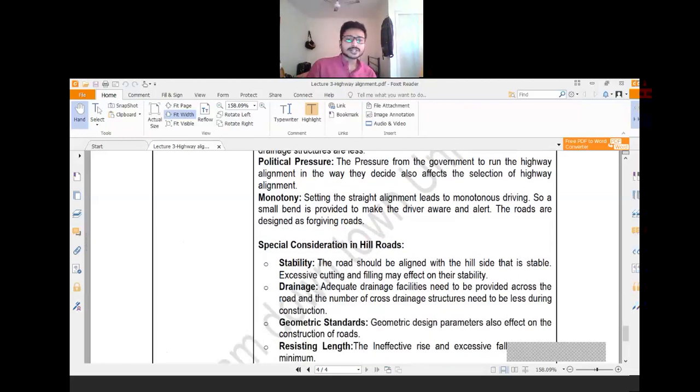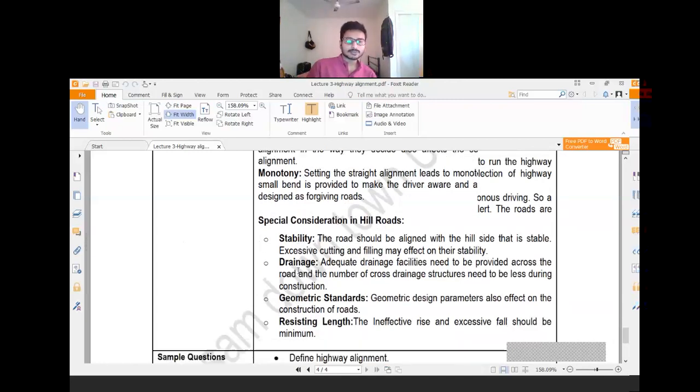Now there are different special considerations for hill roads. For hill roads, the most important thing is the stability of the surroundings, because in hill roads the major problem is soil erosion. So the stability is very important. The road should be aligned with the hillside that is stable. Excessive cutting and filling may affect the stability.